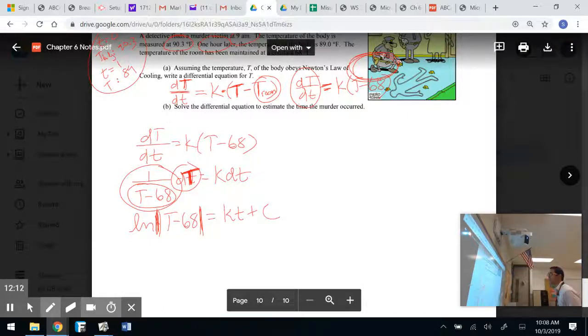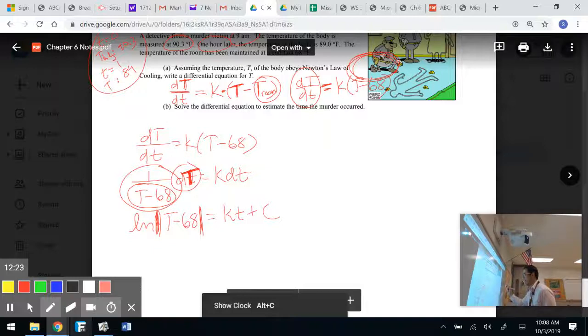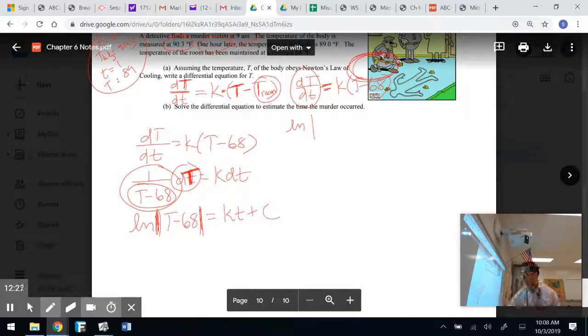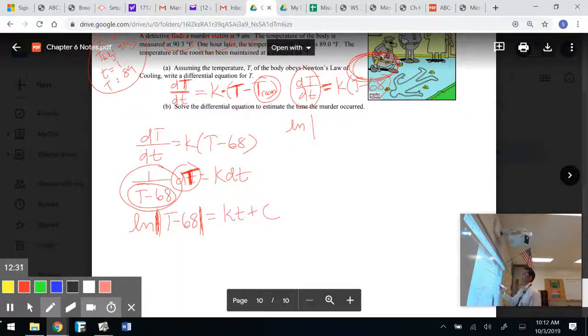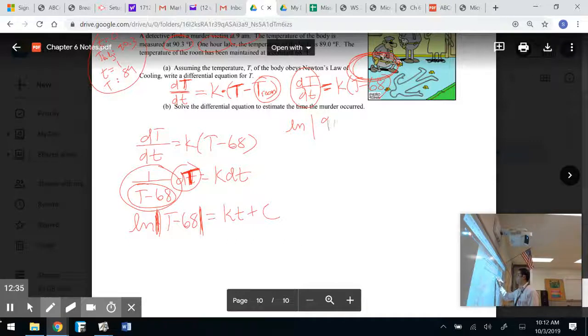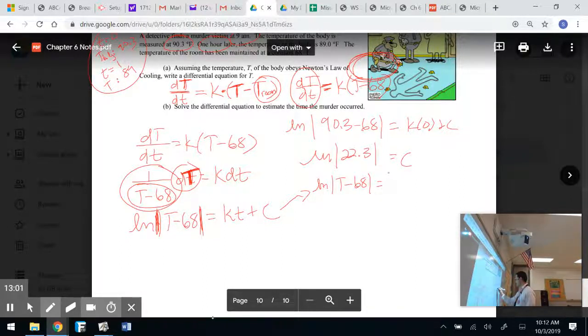Now they gave me an initial condition. What did they give us? They gave us that the body's temperature was 90.3 when the time was 0. Okay, so let's use that, class. So we have the natural log of the absolute value of 90.3 minus 68 is equal to k times 0 plus c. That means c is equal to the natural log of the absolute value of 22.3. The absolute value is 22.3, so we can plug that in now. Let's go ahead and use that c and plug it back over here. So we have the natural log of the absolute value of T minus 68 is equal to kt plus the natural log of 22.3. Let's solve this bad boy.